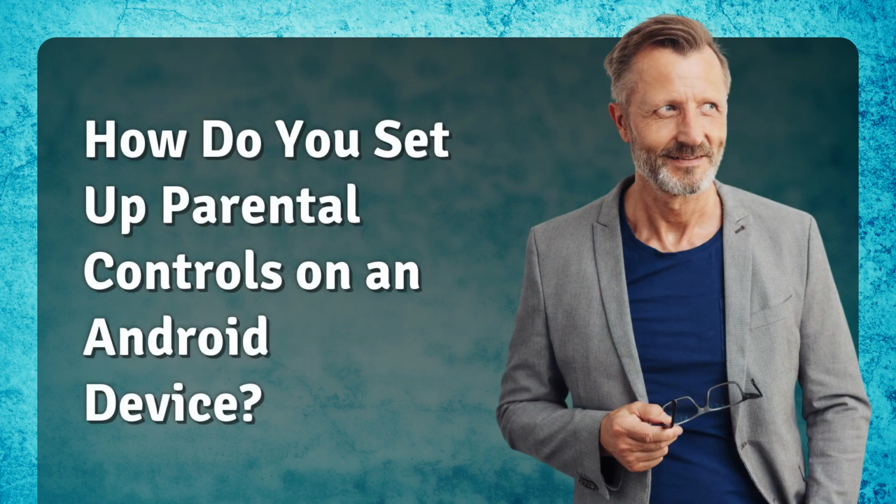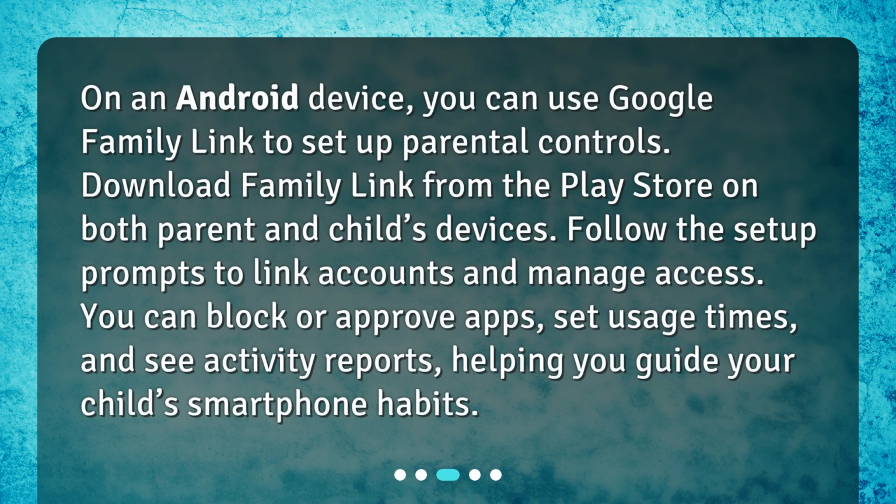How do you set up parental controls on an Android device? On an Android device, you can use Google Family Link to set up parental controls. Download Family Link from the Play Store on both parent and child's devices. Follow the setup prompts to link accounts and manage access. You can block or approve apps, set usage times, and see activity reports, helping you guide your child's smartphone habits.